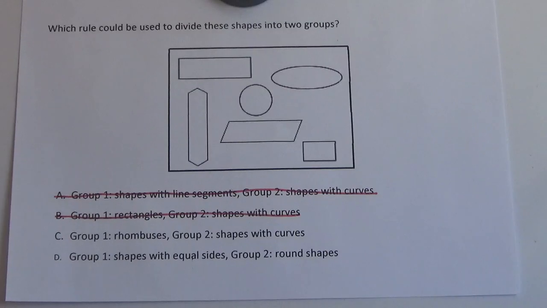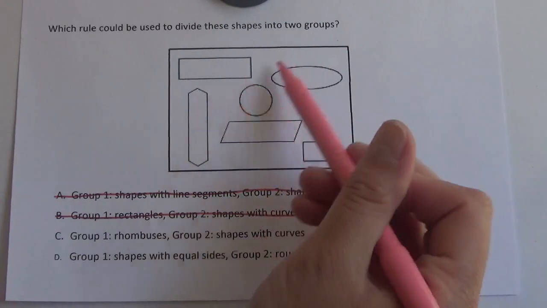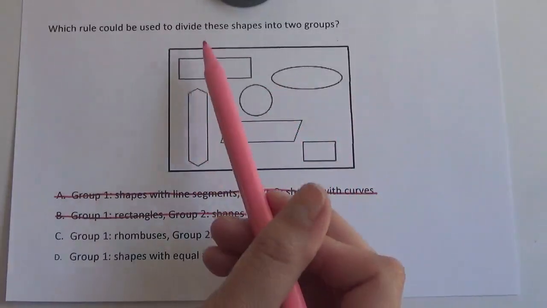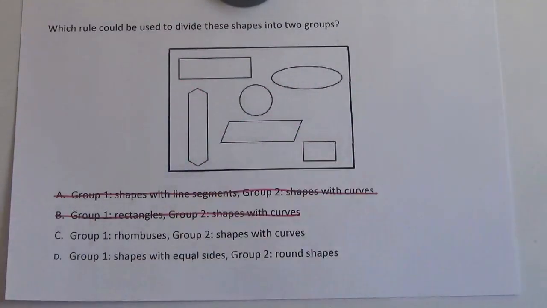C, group 1, rhombuses, and group 2 would be shapes with curves. So we already know we have 2 shapes with curves, which means that all 4 of these would need to be a rhombus. A rhombus, you might call it a diamond or a kite. That's actually not the word that we want you to use, but to get you the visual, that's kind of what we're talking about. But a rhombus is a quadrilateral, which means it has 4 sides.